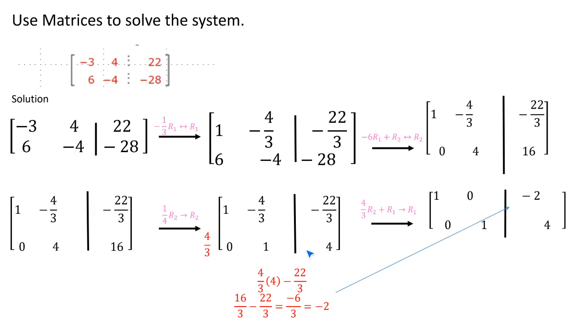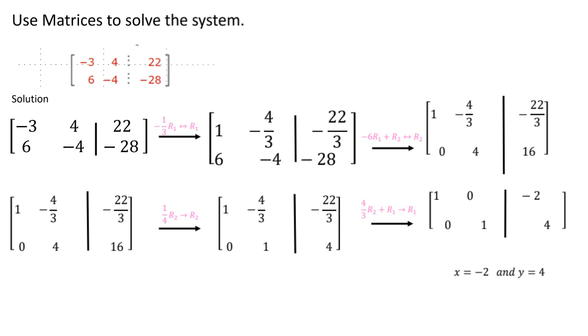And 4/3 times 4 will give me 16/3 minus 22/3 gives me -6/3, which is the same as -2. So now you can see that our matrix is reduced. This is in reduced echelon form. So I can say that x is equal to -2 and y is equal to 4. So this would be my solution.